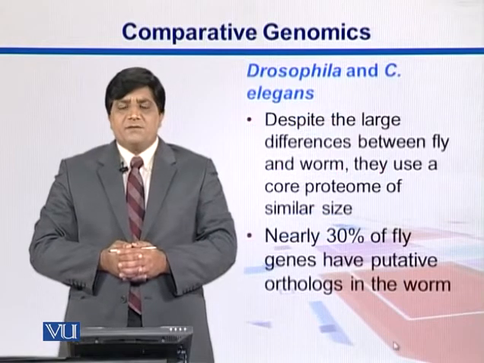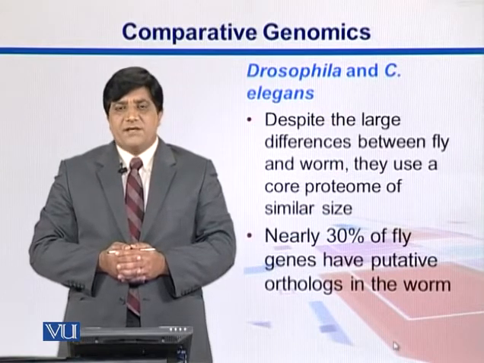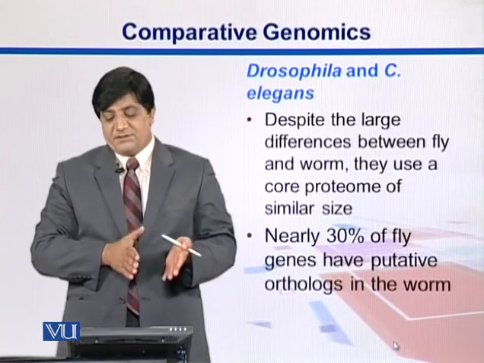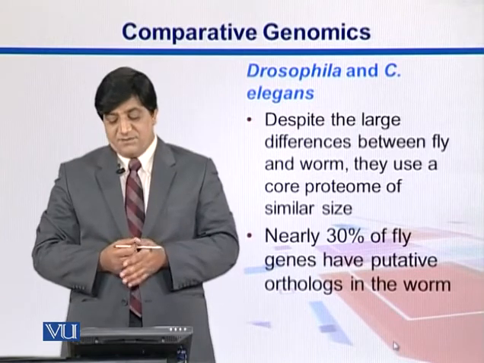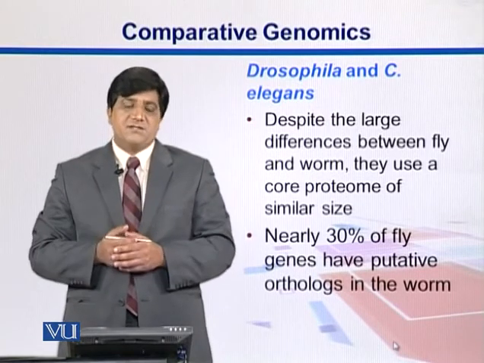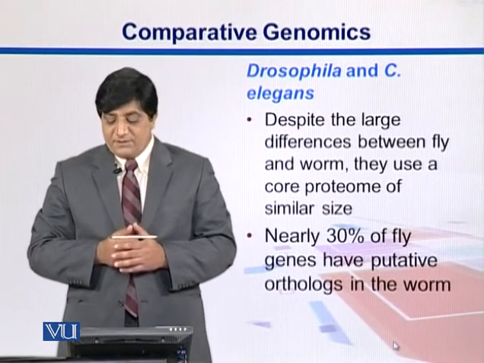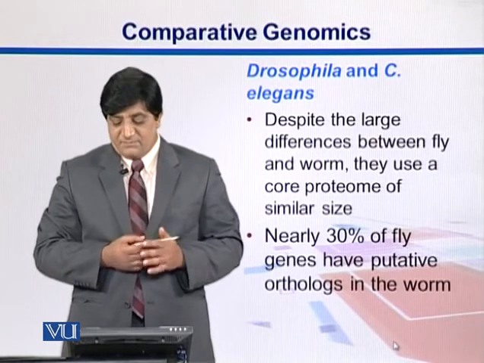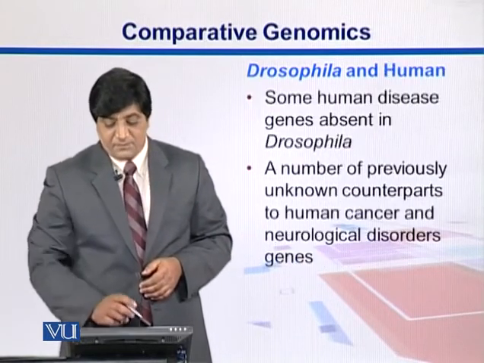Now if we compare the fly Drosophila with the worm C. elegans, we see that despite these two having larger differences between them, the core proteome is of similar sizes. Nearly 30% of the fly genes have orthologs in the worm.